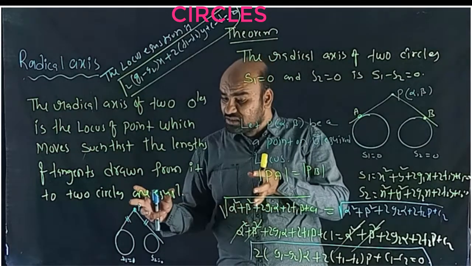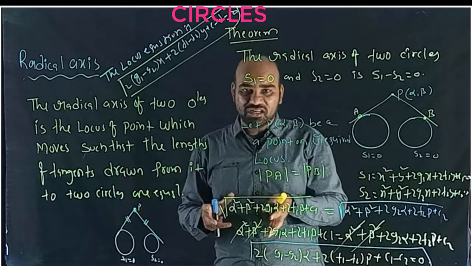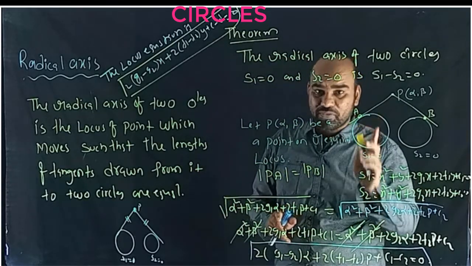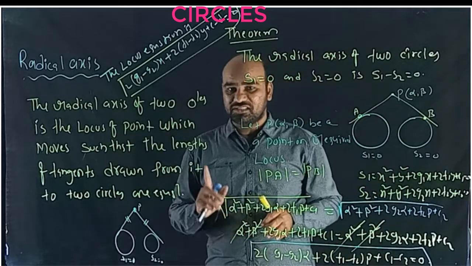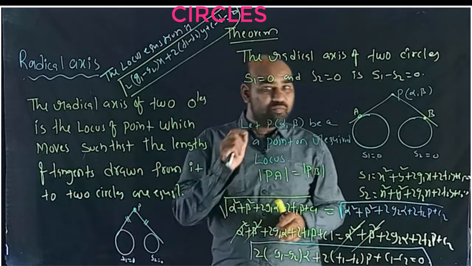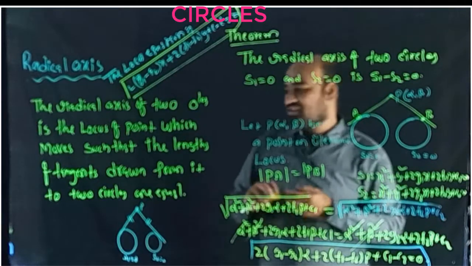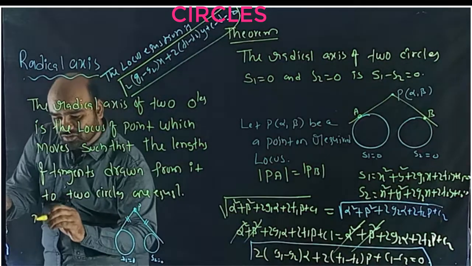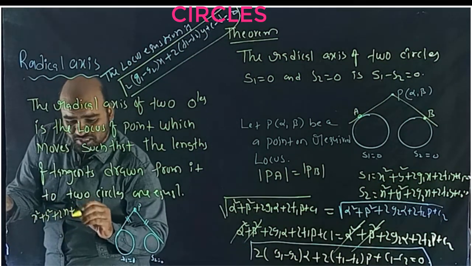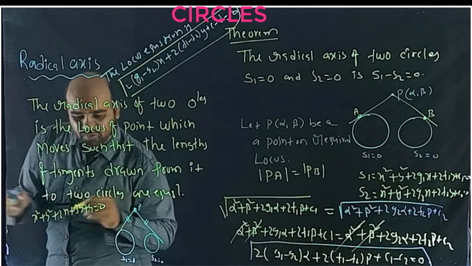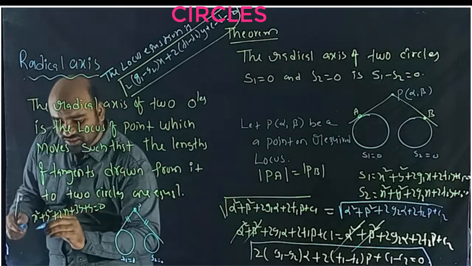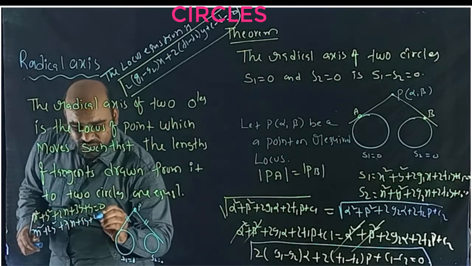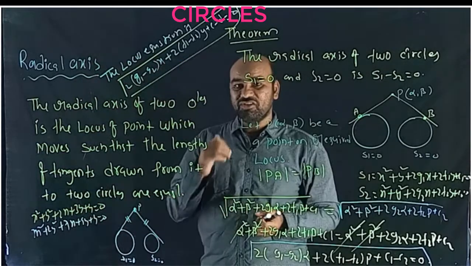Whether the two circles do not touch each other, intersect each other, or touch each other, no problem. For all the cases, S1 minus S2 equals 0 represents the equation of the radical axis. Important note: two circle equations are given. For example, x square plus y square plus 2x plus 3y plus 4 equal to 0 is one circle equation. Another one is 2x square plus 2y square plus 7x plus 9y plus 4 equal to 0. We want to find the equation of the radical axis.